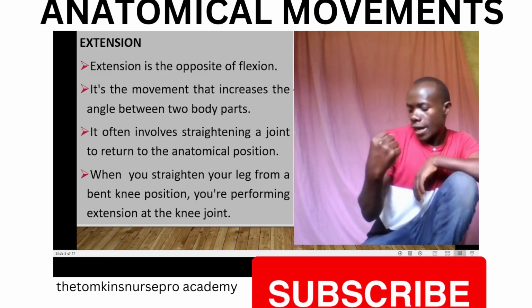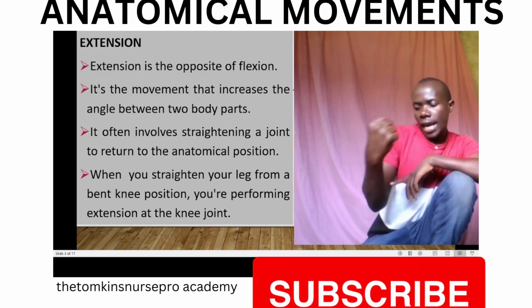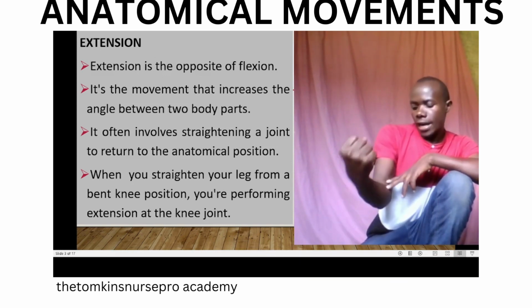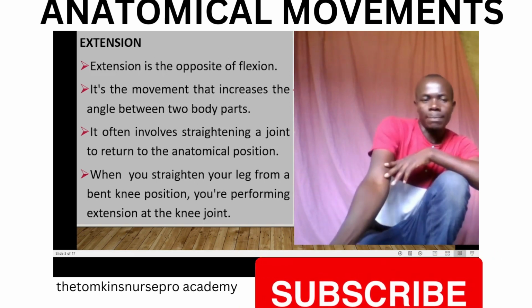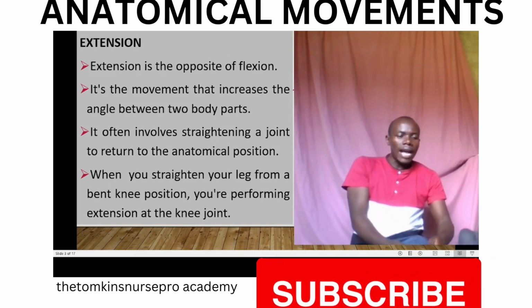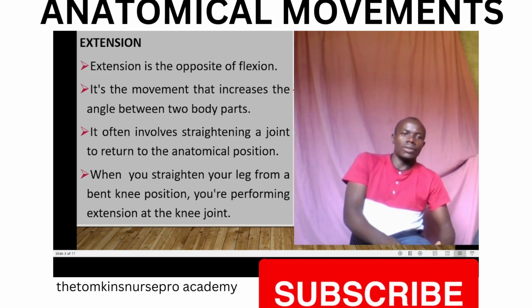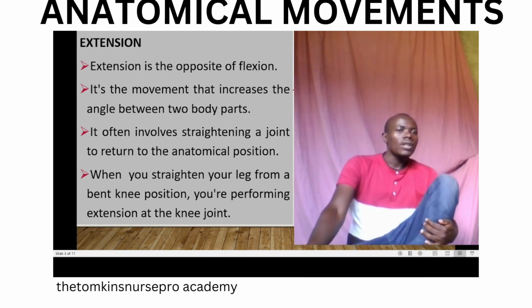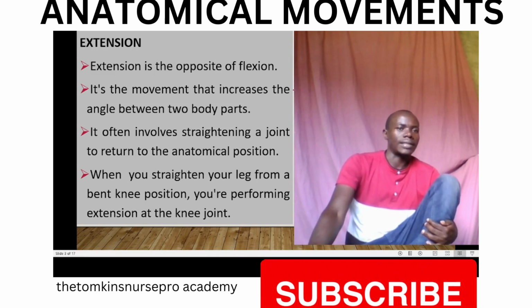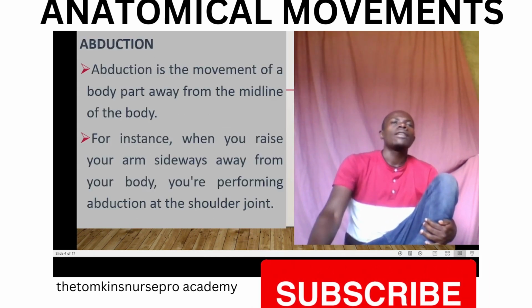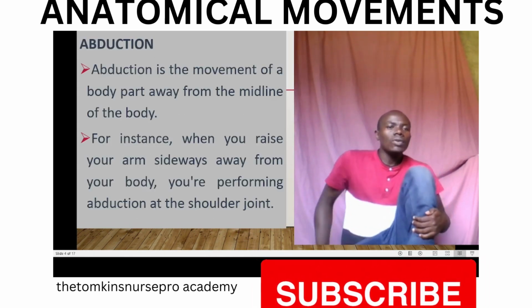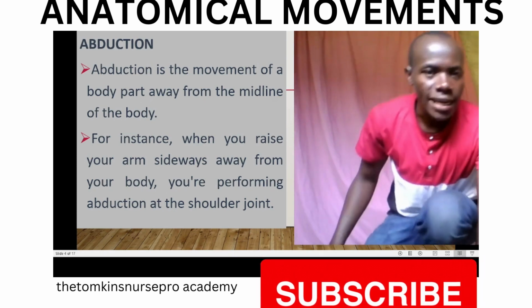So we have flexion and then we have extension, guys. In the lower limb, we could have the flexion and then we can have the extension. Okay? So those are the two different contrasting movements, extension and flexion. The next one we have is abduction and adduction.